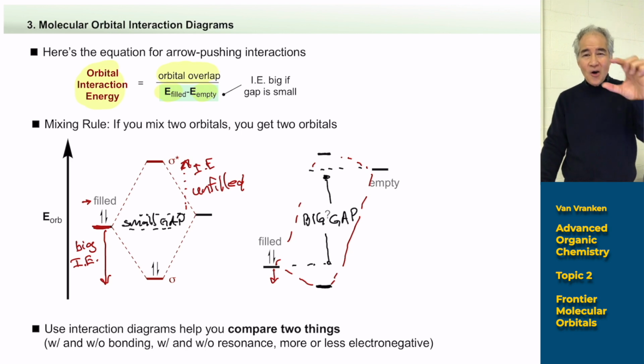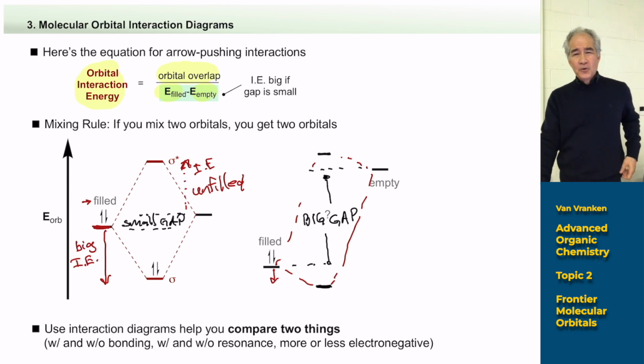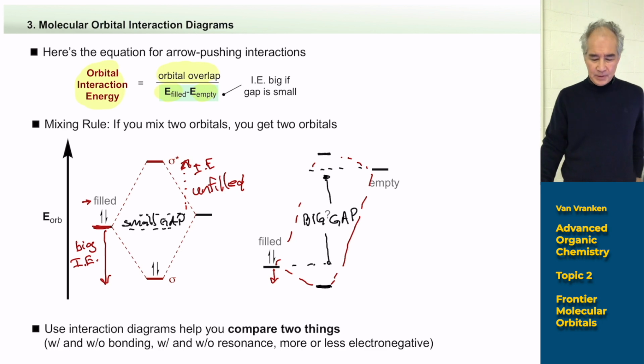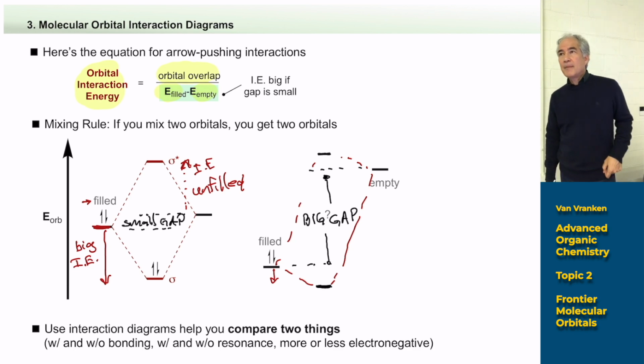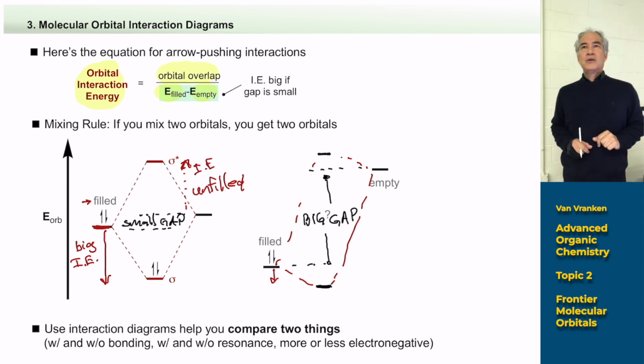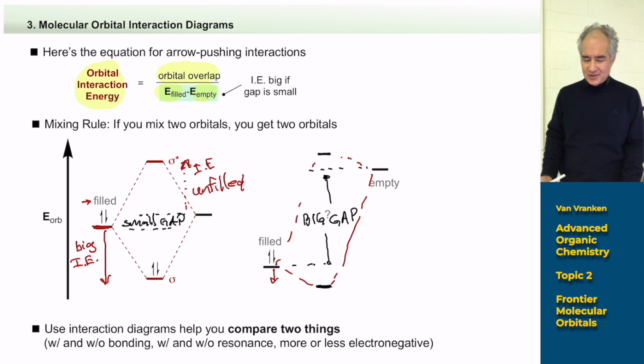You want a small gap between the filled orbital, the HOMO, and the unfilled orbital, the LUMO. That's what leads to productive interactions. So we always want to use these diagrams to compare two situations where we've changed one and only one variable. If you're changing multiple things, you're not going to be able to get any information out of these diagrams.